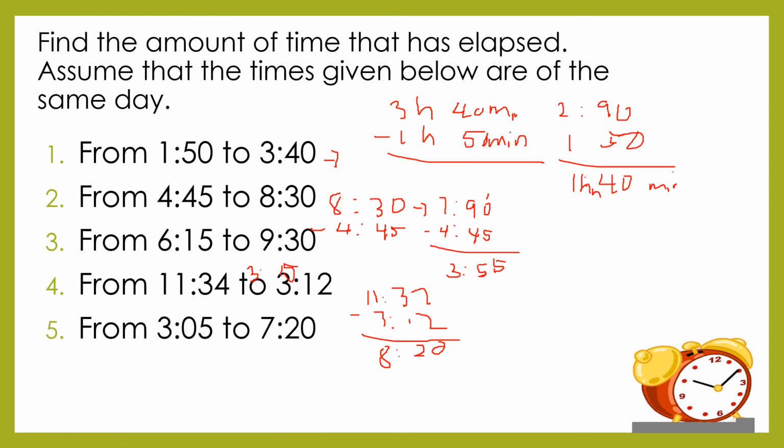And then we have here from 3:05 to 7:20. So 20 minus 5 is 15. Okay, so 7 minus 3 is 4. So 4:15, that means 4 hours and 15 minutes. So that's how you are going to write in your paper, no? That's it.